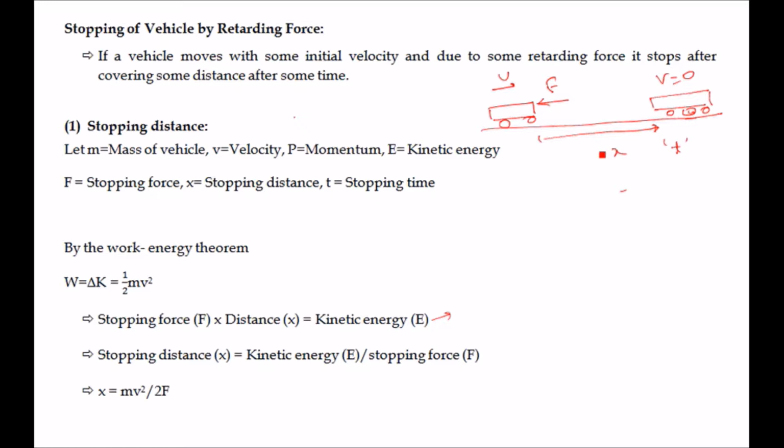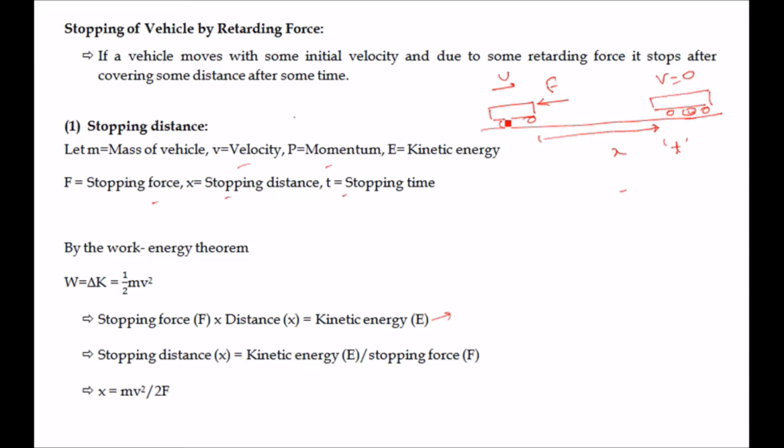You have to first calculate the stopping distance, as due to this retarding force, a retarding acceleration is generated which makes this vehicle stop. These are the various parameters: m is the mass of the vehicle, v is its velocity, p is momentum, E is kinetic energy, F is the stopping force, x is the stopping distance, and t is the stopping time. So what should be our approach?